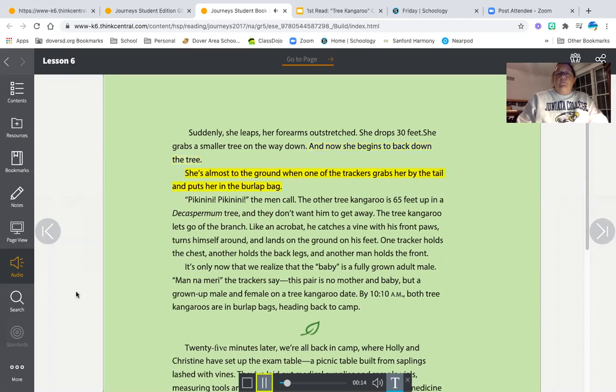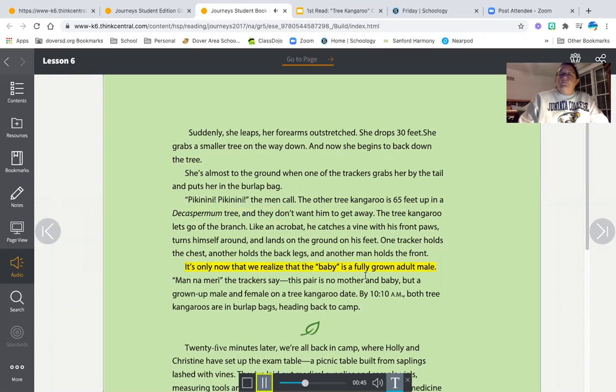She's almost to the ground when one of the trackers grabs her by the tail and puts her in the burlap bag. Piccanini, piccanini, the men call. The other tree kangaroo is 65 feet up in a discasperum tree, and they don't want him to get away. The tree kangaroo lets go of the branch. Like an acrobat, he catches a vine with his front paws, turns himself around, and lands on the ground on his feet. One tracker holds the chest, another holds the back legs, and another man holds the front.